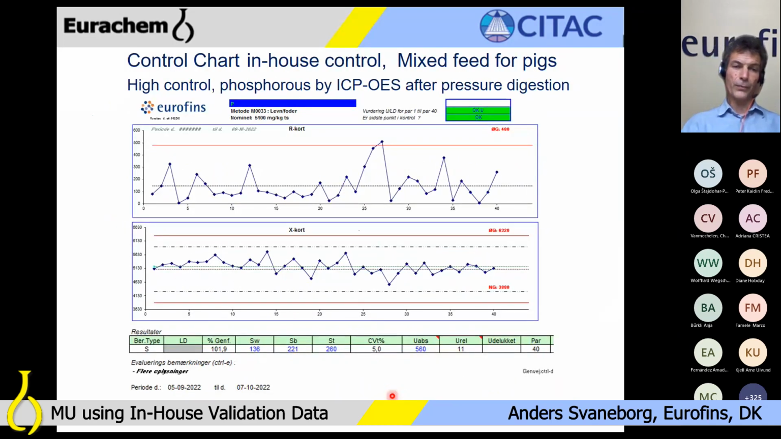So this is a control chart for a high control sample. This method is measuring phosphorus by ICP-OES after pressure digestion for a feed sample, the mixed feed for pigs. So this is an in-house control sample. And we see here the R chart showing the range for A and B replicate. And we have here the X chart showing the average on the day. And we have some calculations here in the bottom. And I'll show you more details what we calculate.